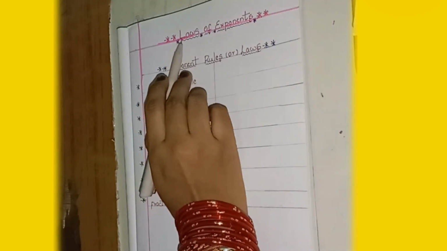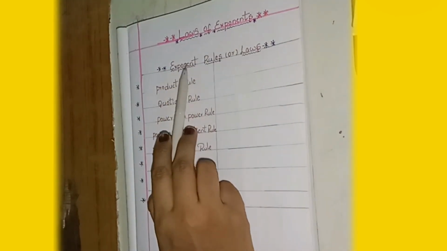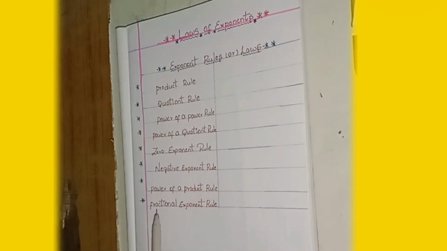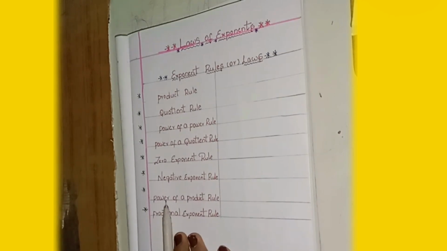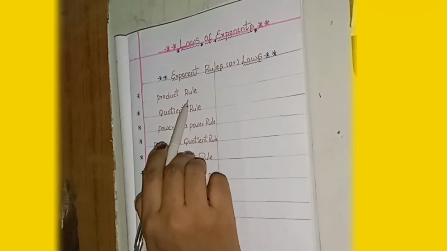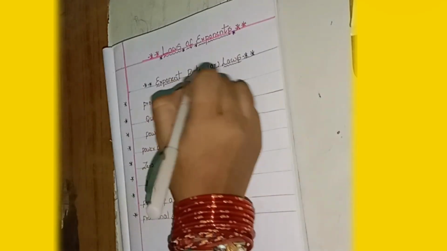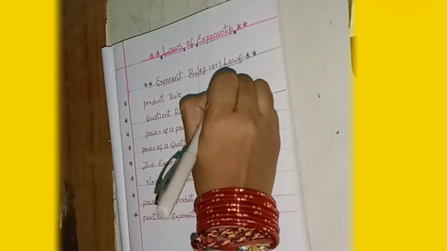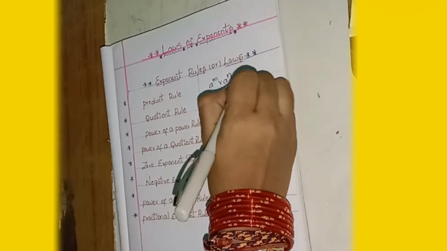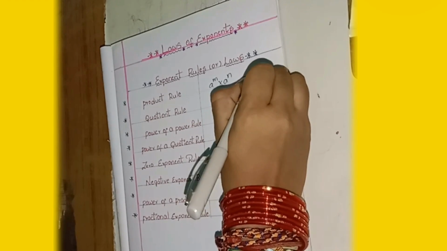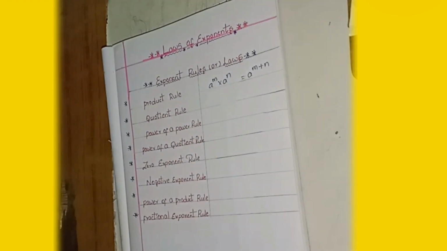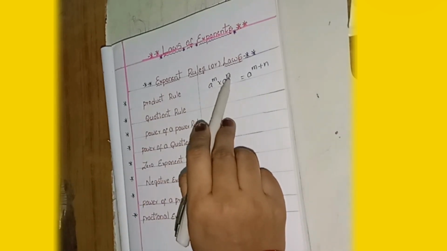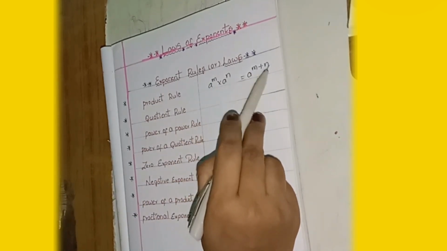Today we are discussing the laws of exponents, exponent rules or laws. In total, there are 8 exponent rules. Product rule: a power m into a power n is equal to a power m plus n. So product rule, a power m into a power n is equal to a power m plus n.